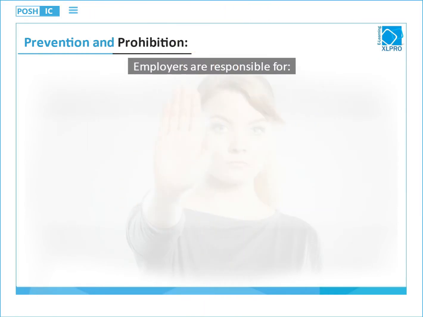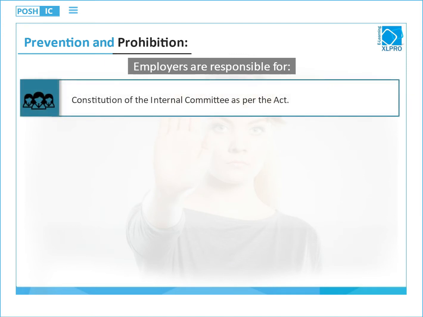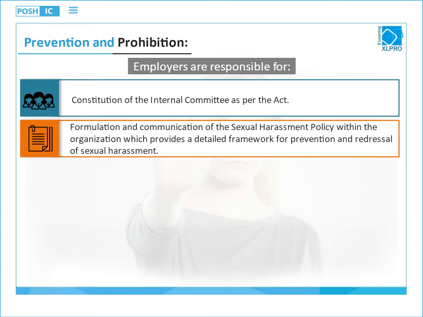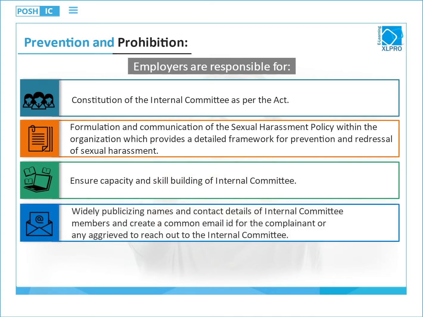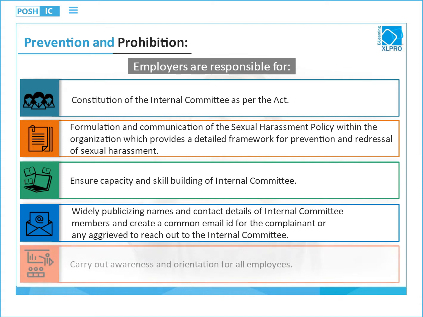As a part of the prevention and prohibition under the Act, the employers are responsible for constitution of the internal committee as per the Act, formulation and communication of the sexual harassment policy within the organization, which provides a detailed framework for prevention and redressal of sexual harassment, ensuring capacity and skill building of internal committee, widely publicizing names and contact details of internal committee members, and creating a common email ID for the complainant or any aggrieved person to reach out to the internal committee. Carry out awareness and orientation for all employees.